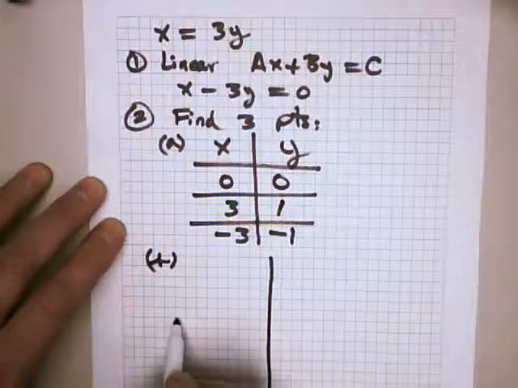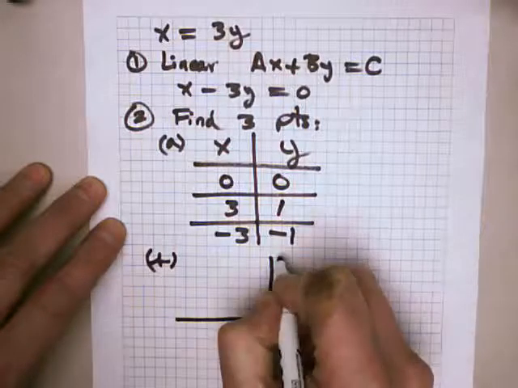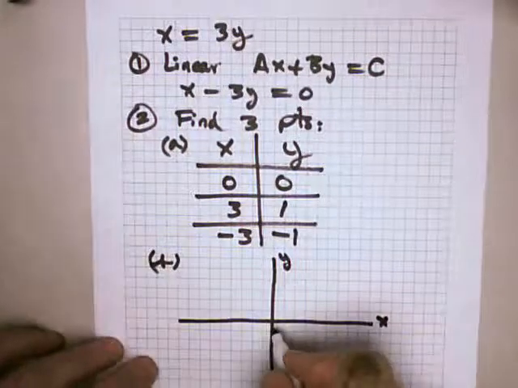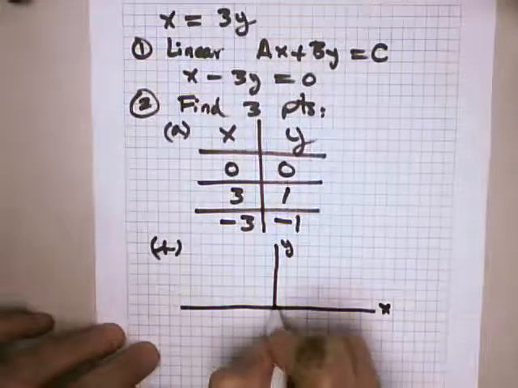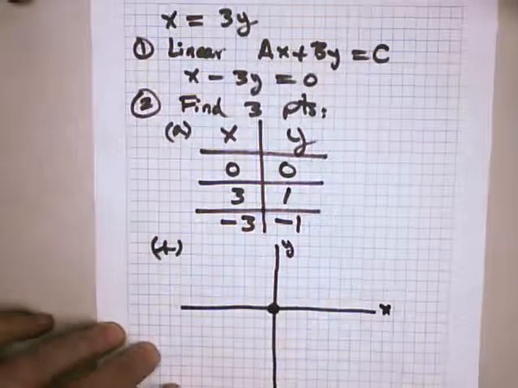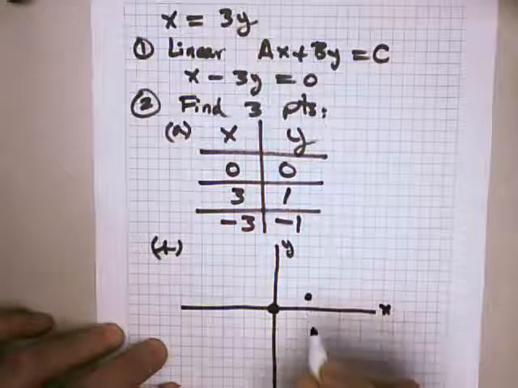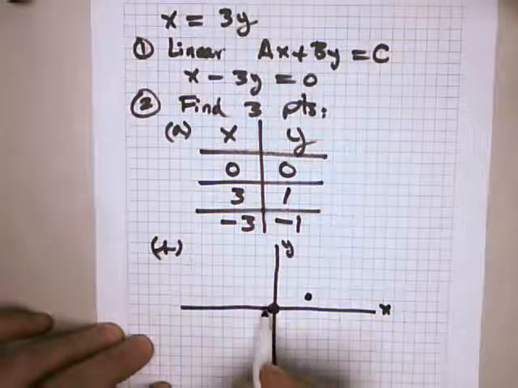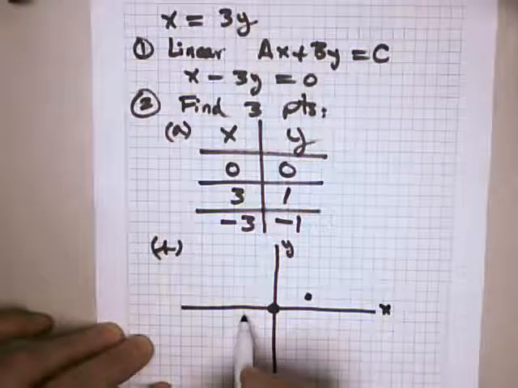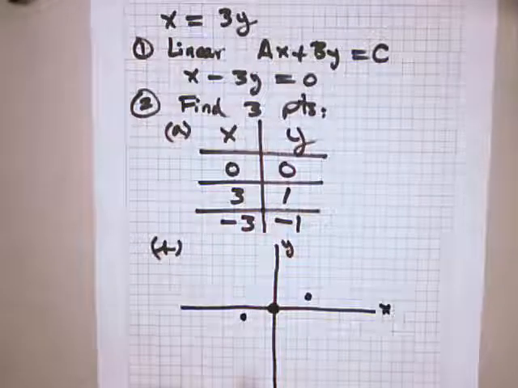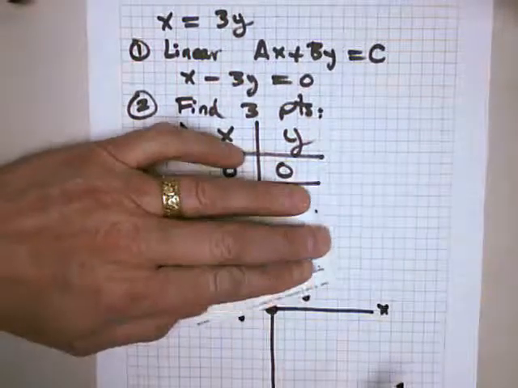Let me set up my coordinate axis here. So now I have a y and x-axis. Graph the 3 points. 0, 0, of course, falls right at the origin. 3, 1 falls right about here. Negative 3, negative 1 falls right in there. And notice how the points all together make a straight line.